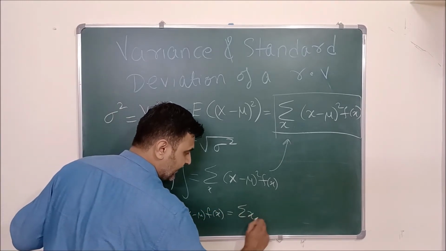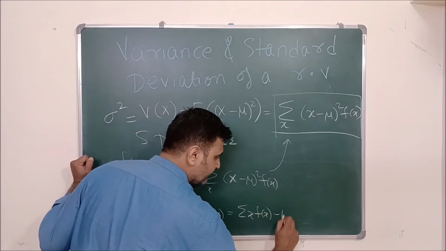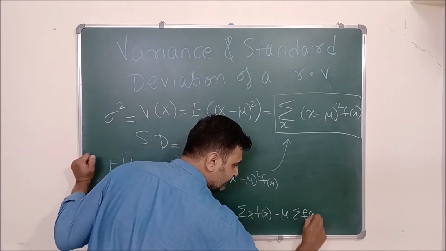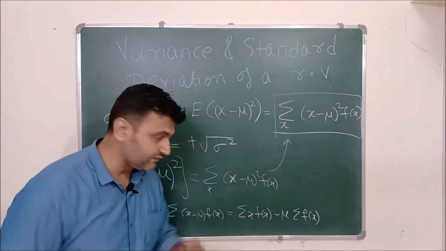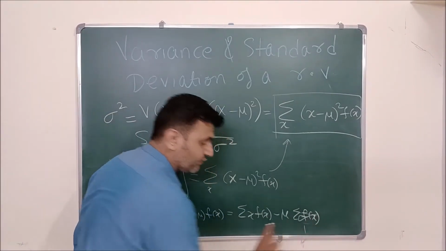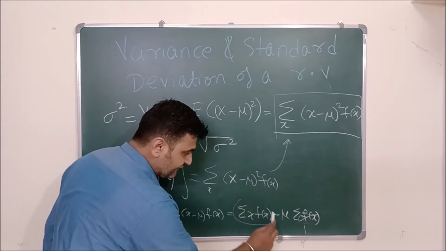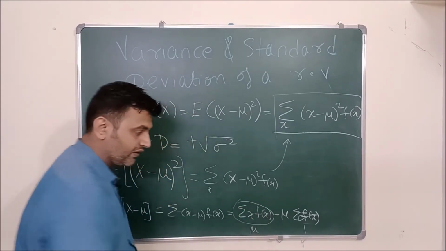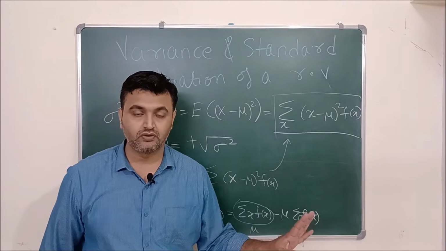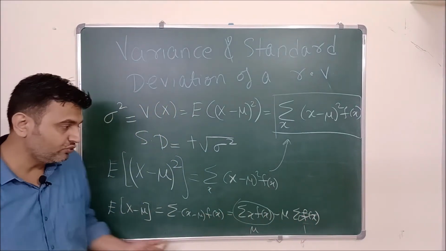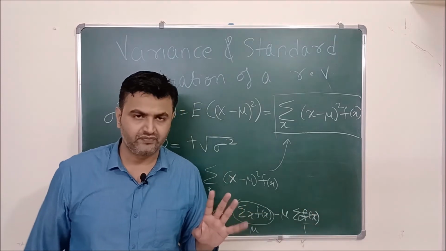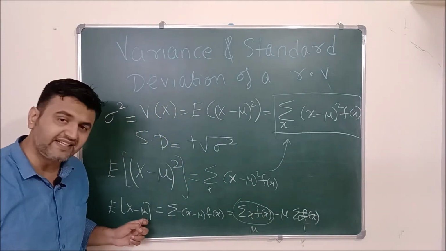So summation x f of x minus mu into summation f of x. But we know that the sum of the probabilities is always 1, so this is nothing but 1. What is summation x f of x? It is nothing but the mean. So mu minus mu is 0. So if you simply take the expected value of x minus mu, your answer will always be 0. That's obvious, right? Because mu is centered.